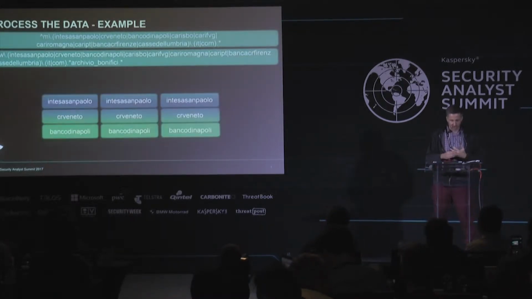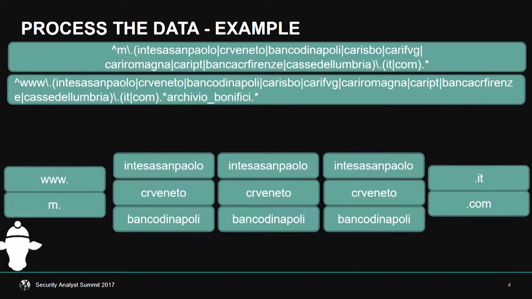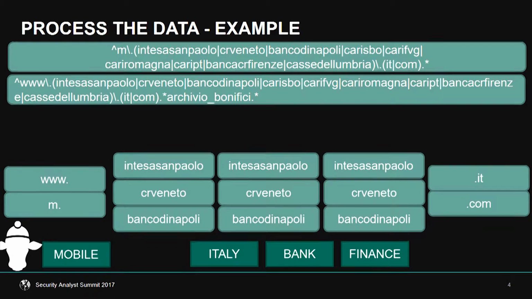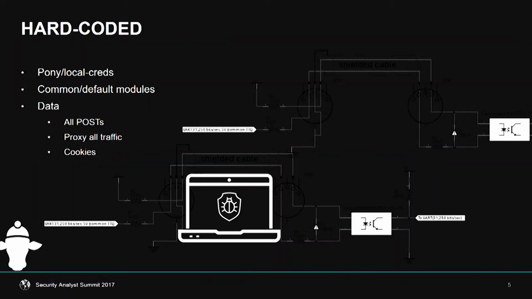So as an example here, we've got two patterns on the top. They're typically regexes. We run that through some of my crappy code, and it pulls out 9 domains in the middle, suffixes on the TLDs on the right, and then prefixes on the left. So you get 36 domains, and then humans come in and start tagging these things like mobile, Italy, bank, finance.